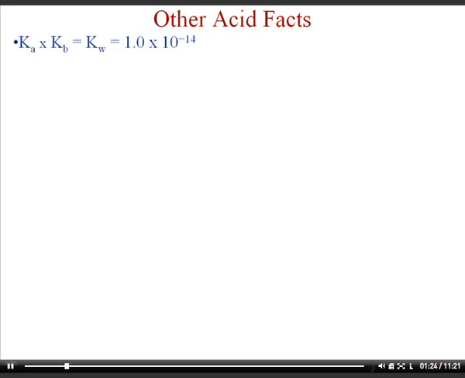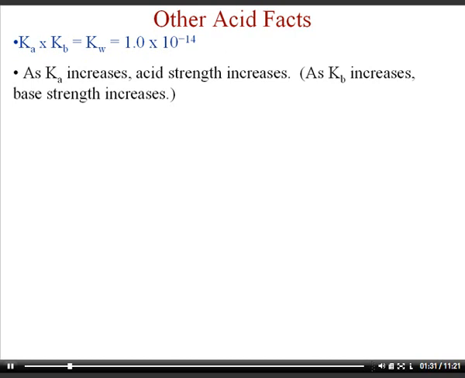If you know the Ka value and the Kb value, you multiply them together, you get the Kw. So every weak acid has a Ka value, and so if you wanted to know the Kb of the conjugate base, you could determine that by using this little formula. So the Ka of an acid times the Kb of its conjugate base equals the Kw, which is 10 to the negative 14th. Now, as the Ka value goes up, your acid strength goes up. As the Kb goes up, your base strength goes up.